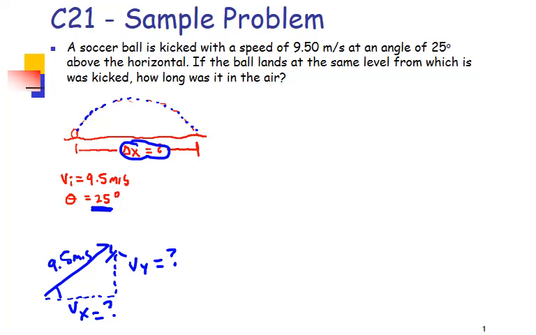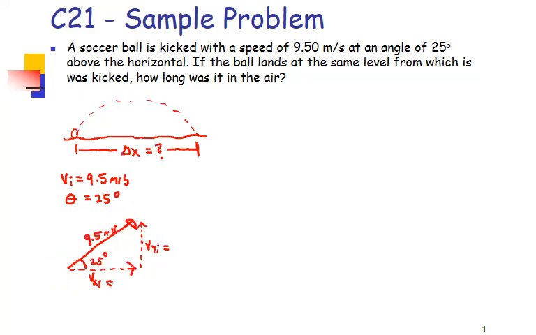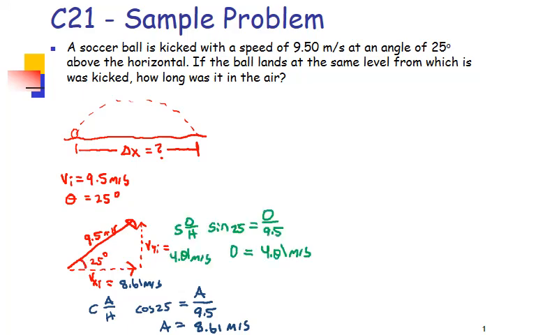So go ahead and pause the clip and solve for your Vx and Vy. And when you're ready to check, you can hit play to continue. All right, so for Vx, we should get 8.61 meters per second. This is the adjacent side, and we have the angle here. Then on the y, that's the opposite side, 4.01 meters per second.